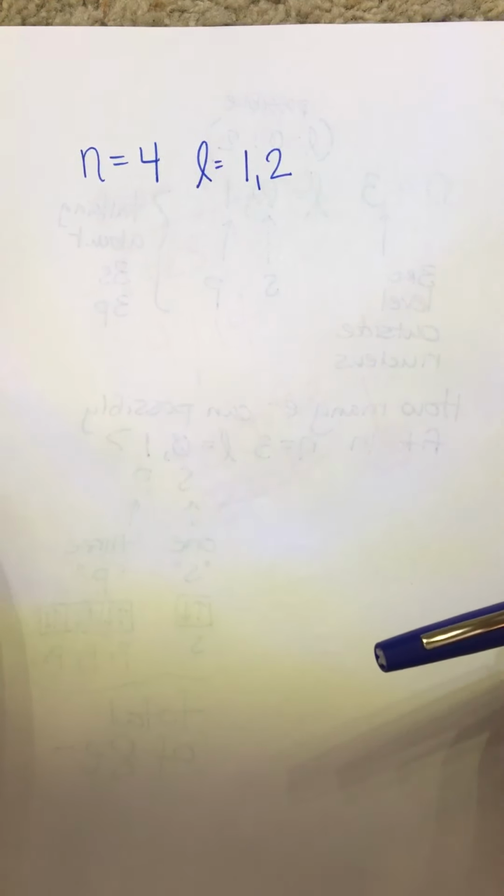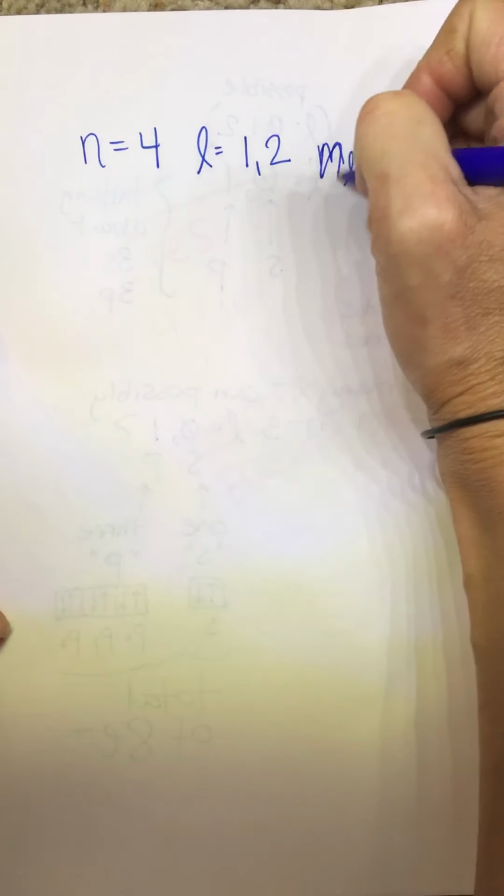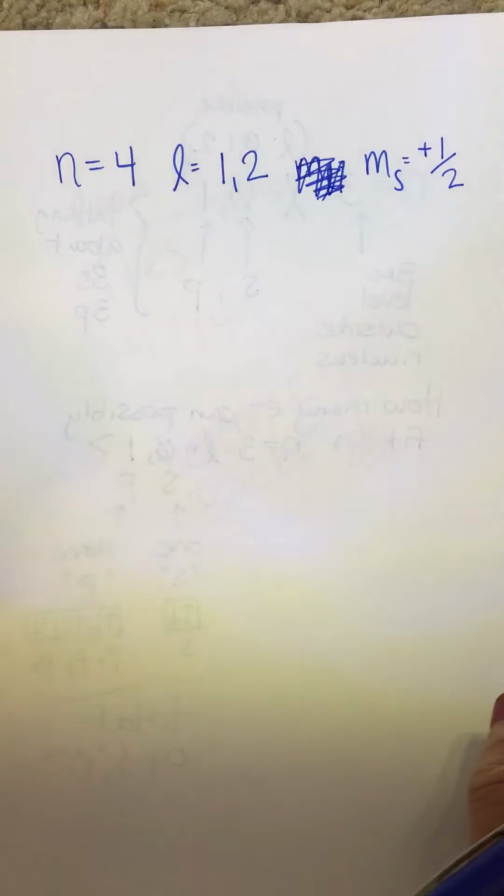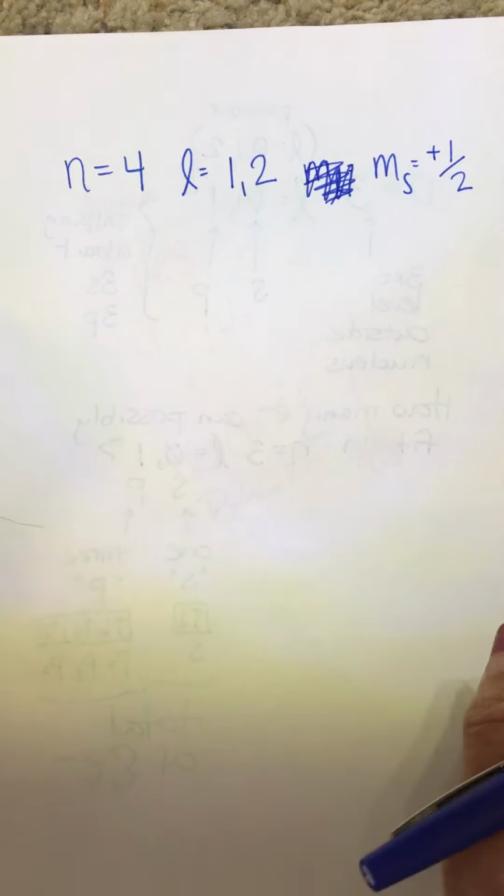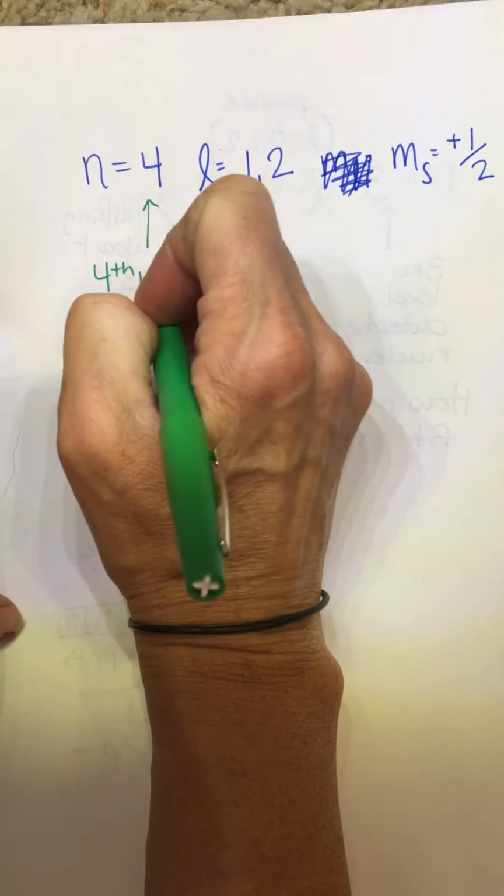And then let's say our m sub l value was equal to, actually I don't want to do m sub l. Thinking off the top of my head, let's do m sub s is equal to positive 1/2. Just talking about one particular spin of an electron. So what do these things mean? Well, we are in the 4th level outside the nucleus.